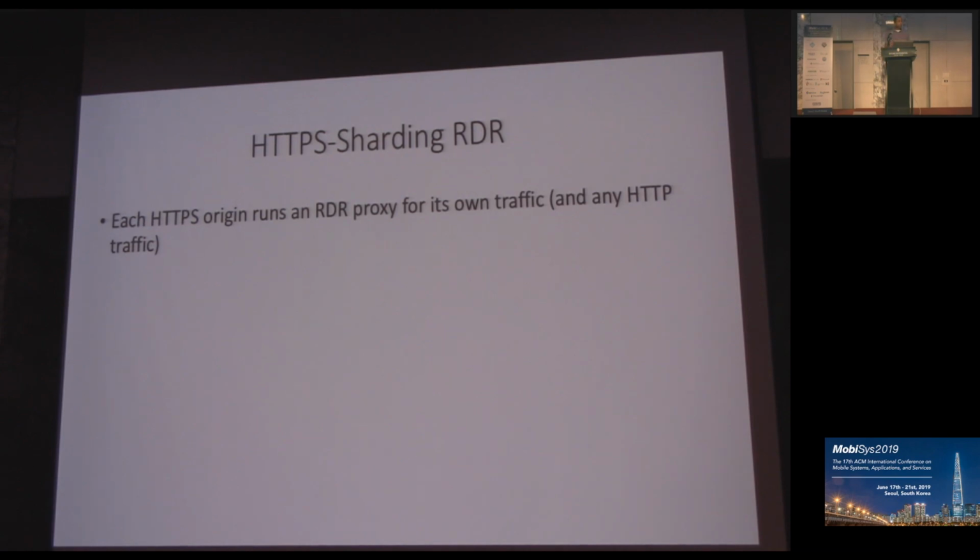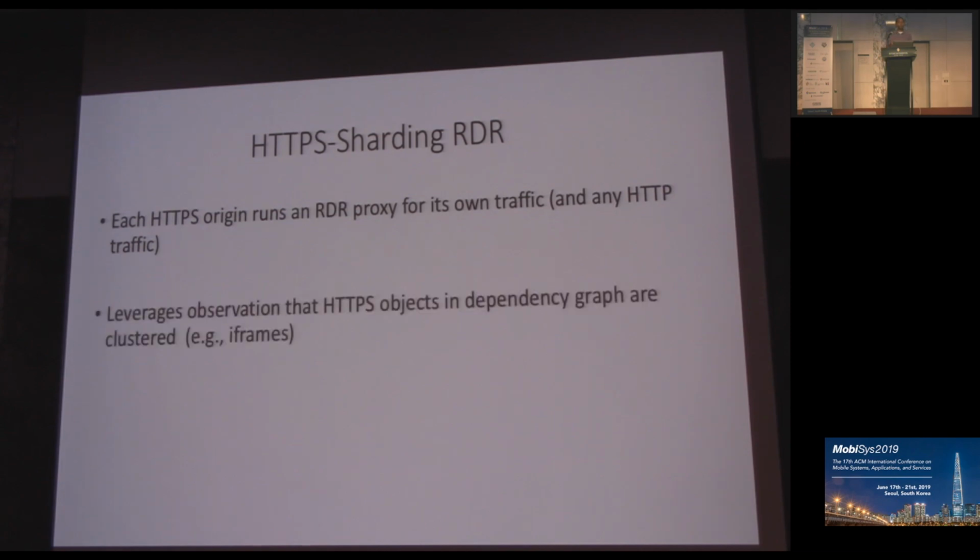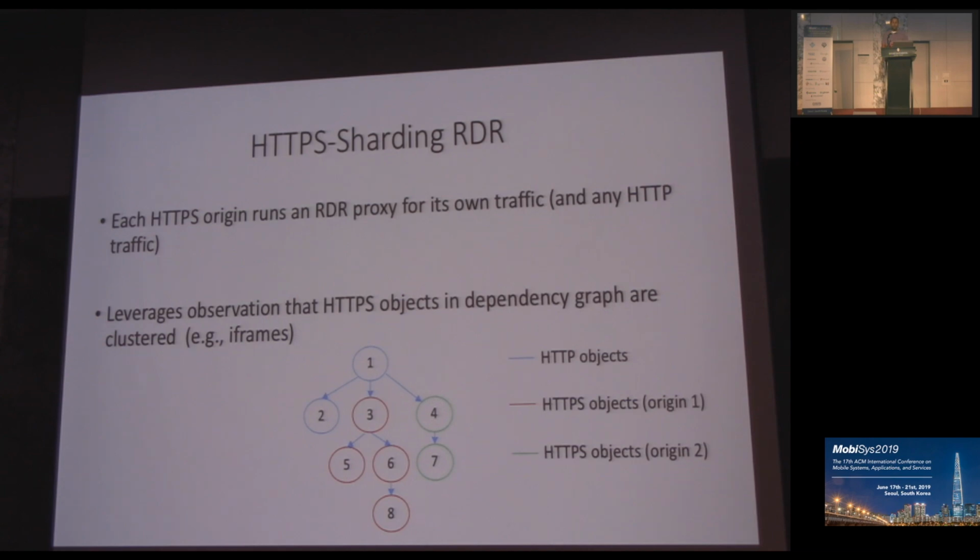And even though this seems fairly simple, it actually leverages an interesting property in web page dependency graphs, which is that the HTTPS objects for a given origin are typically clustered into subgraphs. And so this limits the number of times that a client has to actually contact each origin's proxy. So for example, consider this simple dependency graph.